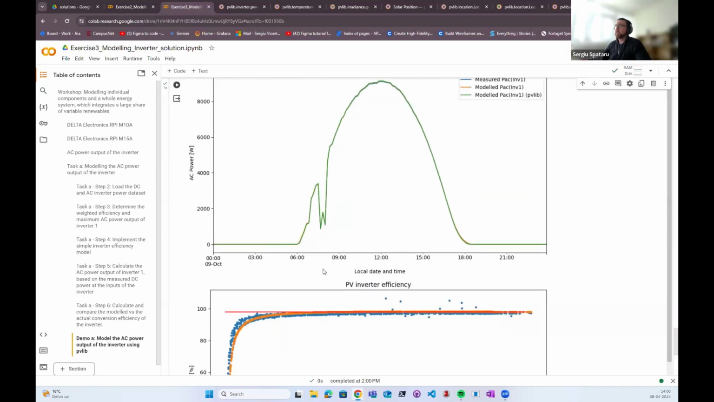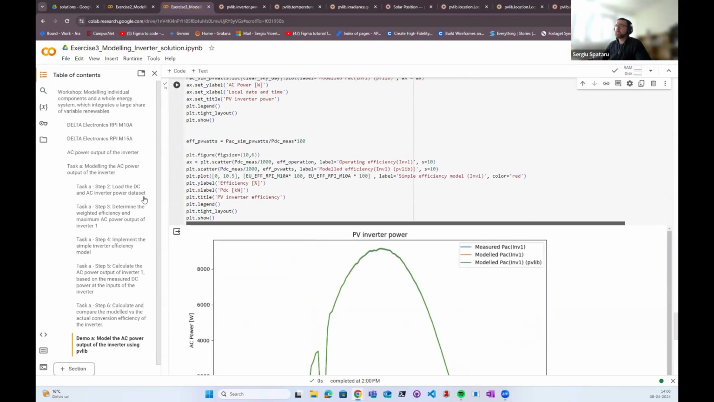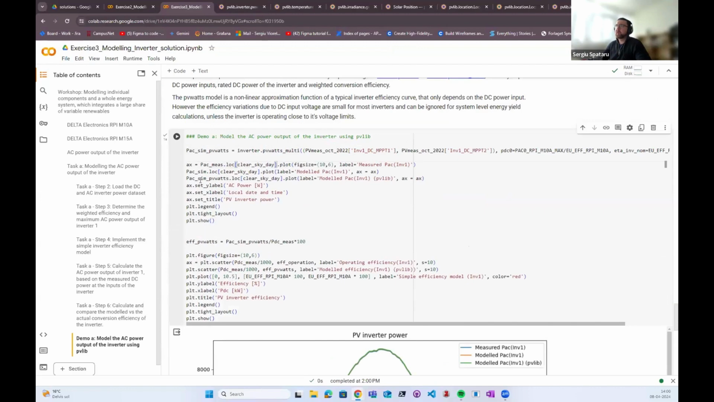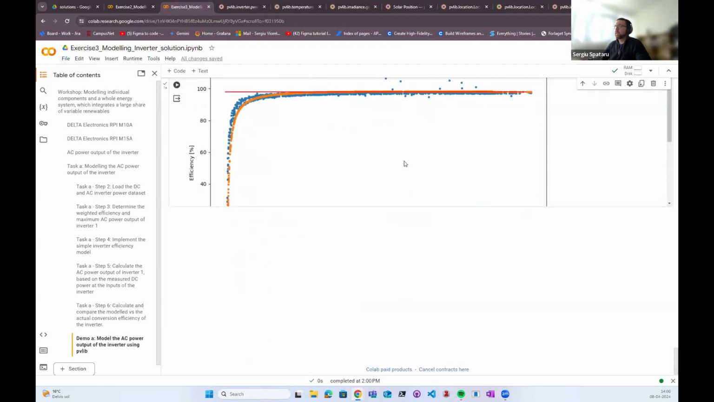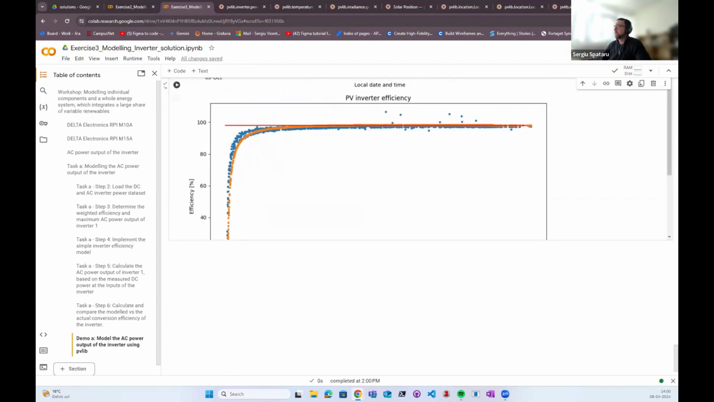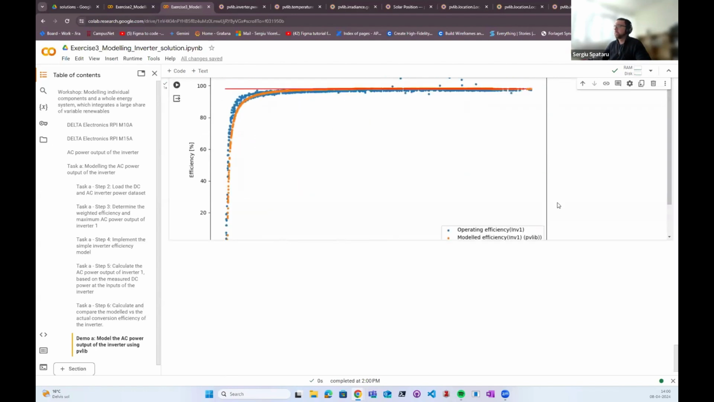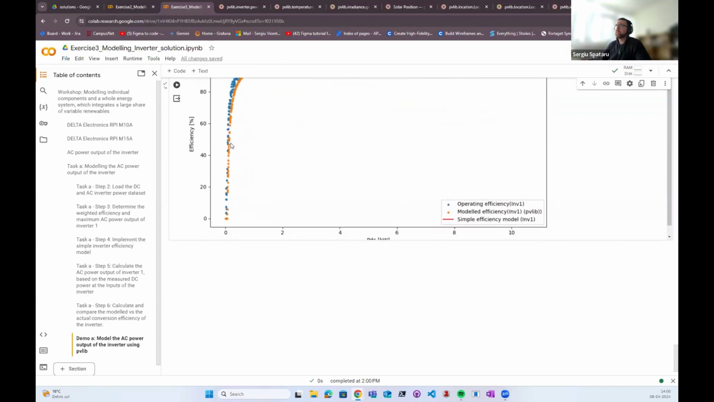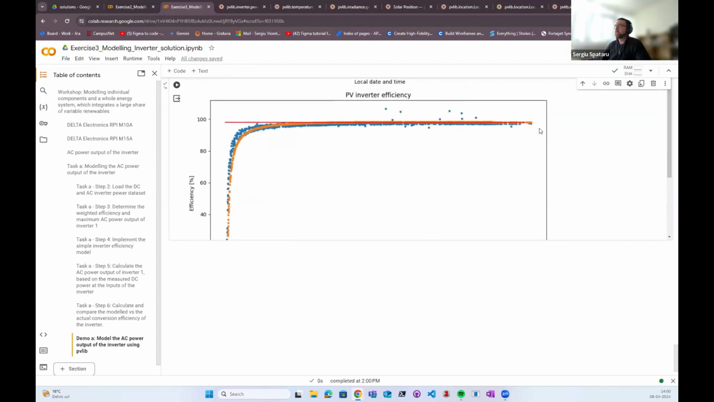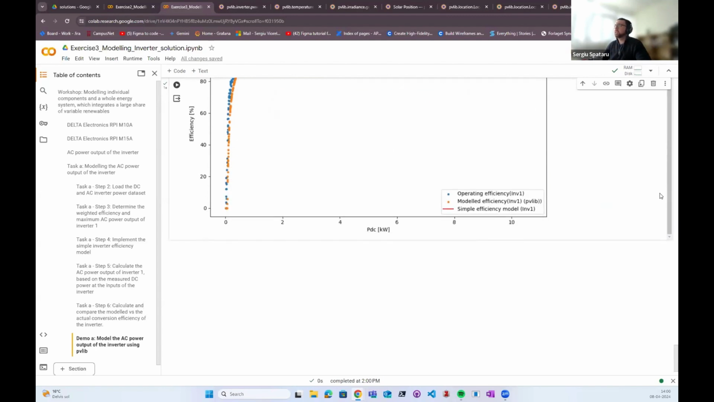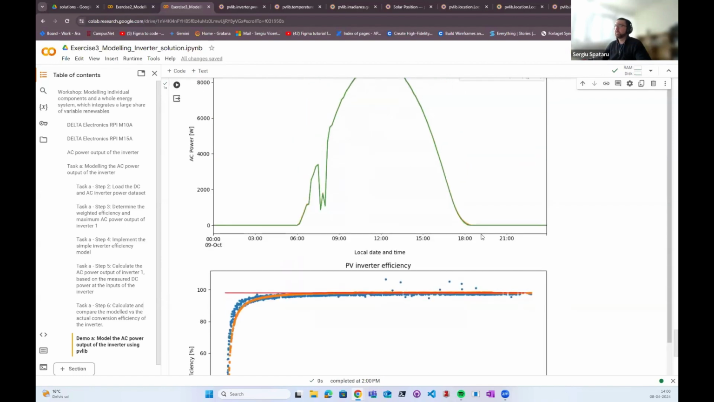And then if we calculate the efficiency of the PVWatts model, here in orange, we can see that the PVWatts model, since it's a nonlinear efficiency model, coincides very well with the measured efficiency. So for a simple model, it's extremely accurate.